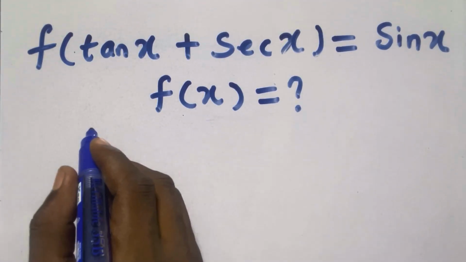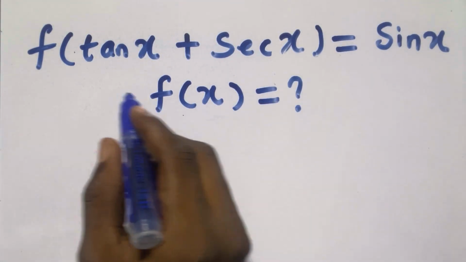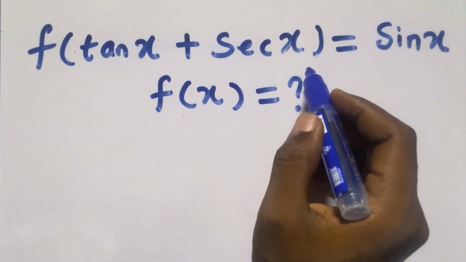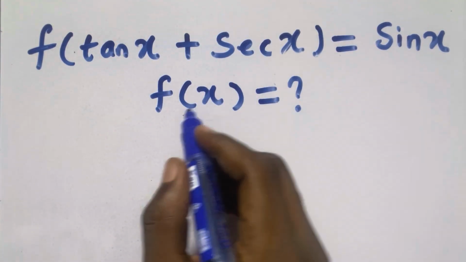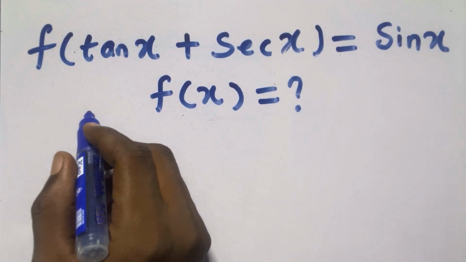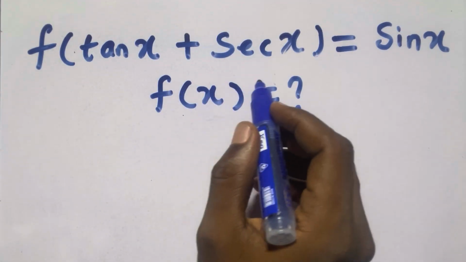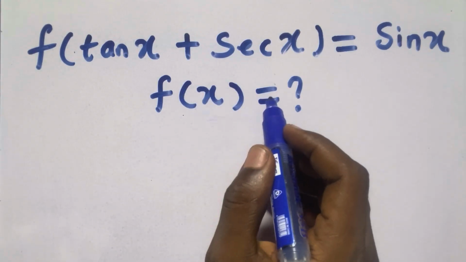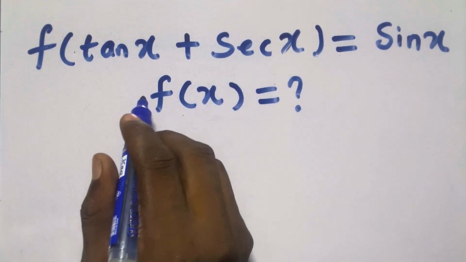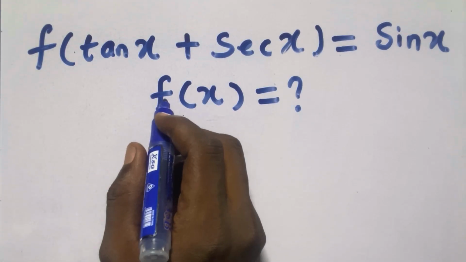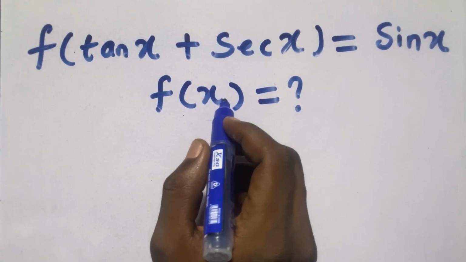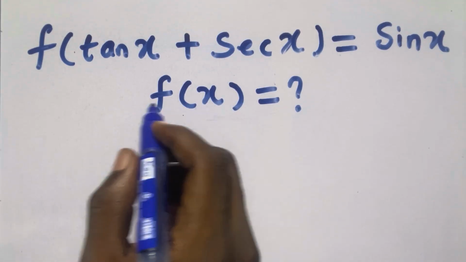So you are welcome. We want to solve this nice functional equation: given f of tan x plus sec x equals sin x, we're asked to find f of x. Let me tell you that secant and tangent are best friends in trigonometry. So we are going to be using the relationship to find the hidden f of x here. Watch this variable change carefully.